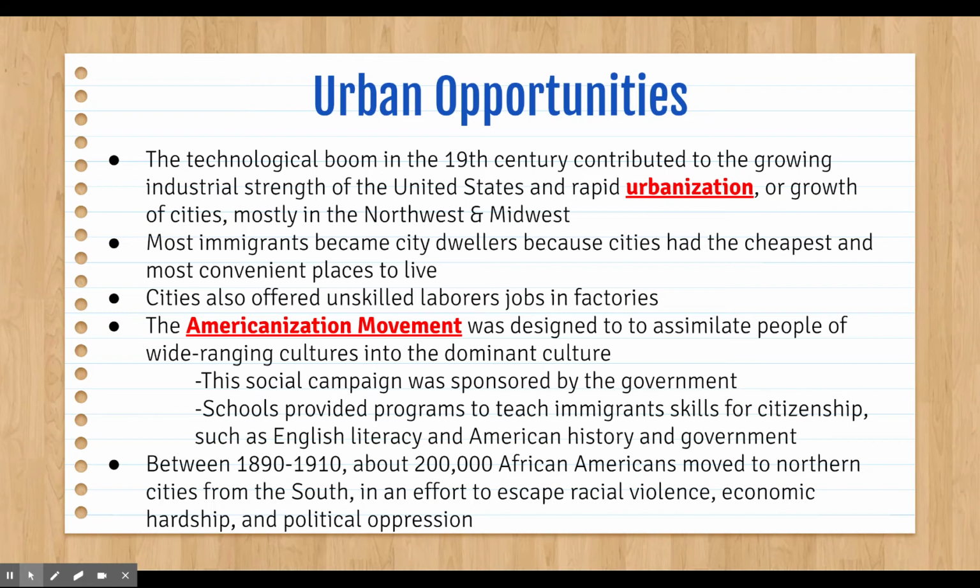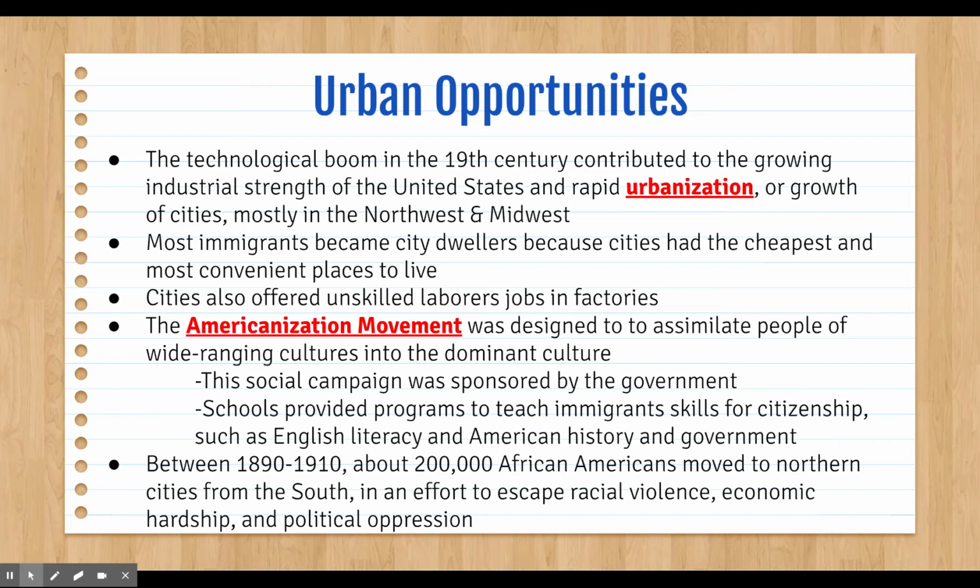The Americanization movement was designed to assimilate people of wide ranging cultures into the dominant culture. So it's about helping people assimilate, become more Americanized, speaking English, adapting more American customs and leaving behind their own native cultural customs. The social campaign was sponsored by the government. Schools provided programs to teach immigrants skills for citizenship, such as English literacy and American history and government.